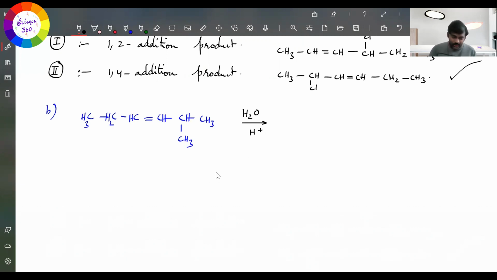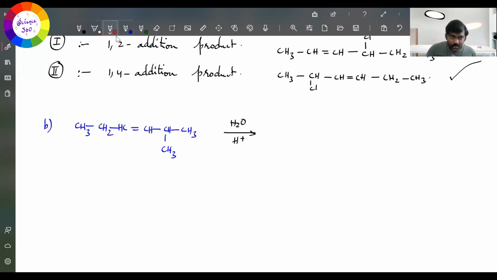Okay. So in H2O, definitely first the H plus ion will attack. As I already told you, the H plus ion tends to attack the higher electron density region, so that means a double bonded carbon. So let us take this H plus ion attacking on this carbon. Okay. So once the H plus ion attacks that carbon, we'll be getting a positive charge on that carbon.